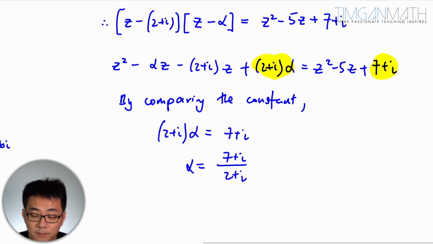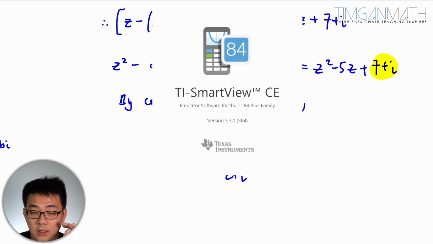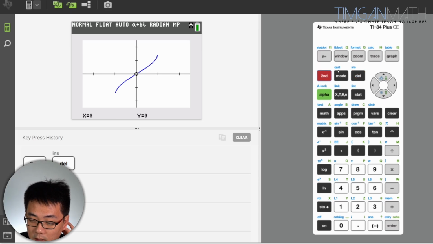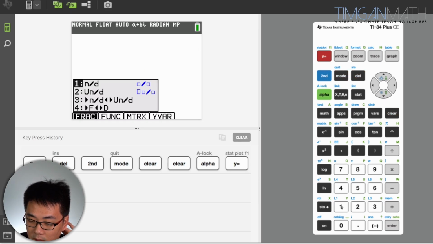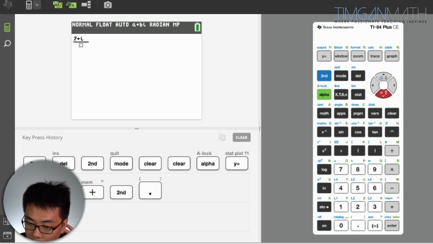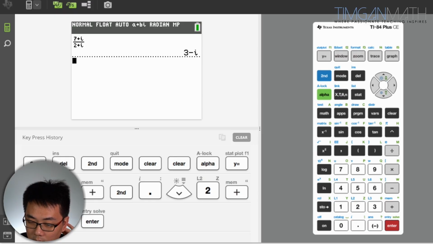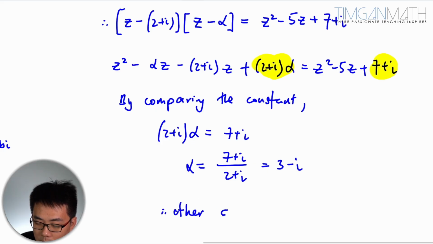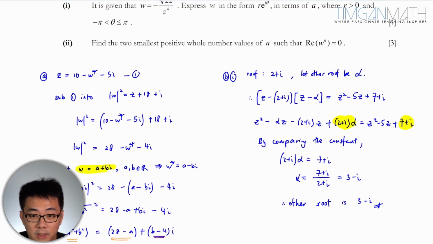Remember, you can just use a calculator. A lot of times students forget that they can use a calculator. The question did not say that you can't use the GC, I assume. If they do not use it, you don't need to calculate it out, but you can just use your calculator here. So when you use your calculator, this will be 7 plus i over 2 plus i. That will be 3 minus i. Hence the other root is 3 minus i. Okay, that's how I do this part here.